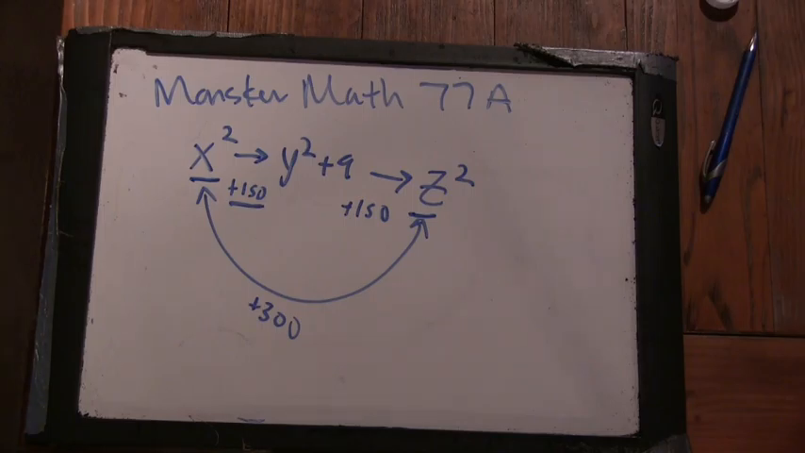Maybe we could use the choices for that. Well, the choices are about percent increases, so it's not going to be super easy to use the choices for that. How could we find squares that are 300 apart? That's a good question to ask.